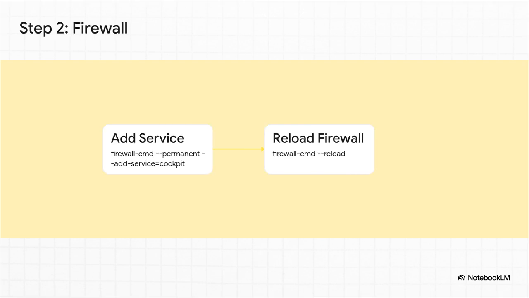Of course, for you to actually reach Cockpit from your browser, we need to open a hole in the firewall. And the best part is that firewalld already knows what Cockpit is. You just tell it to add the Cockpit service. No need to even remember the port number, and then you just reload the firewall. Done. And in case you were wondering, that magic port number is 9090. Just keep that number in your head for when we're ready to connect.